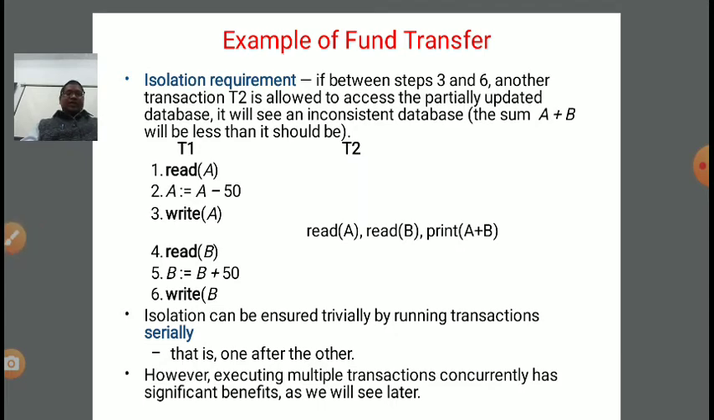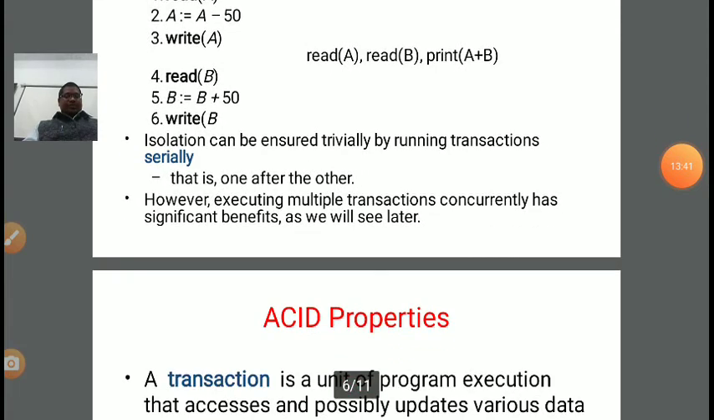So isolation can be ensured trivially by running the transactions serially. Either run the transactions in serial manner, that is, first complete the T1 transaction fully, update all the values, reflect all the values in the database, and then start the T2 transaction. Clear? However, executing multiple transactions concurrently has significant benefits because it improves efficiency, performance, and throughput. The concurrency we will see in an upcoming lecture.